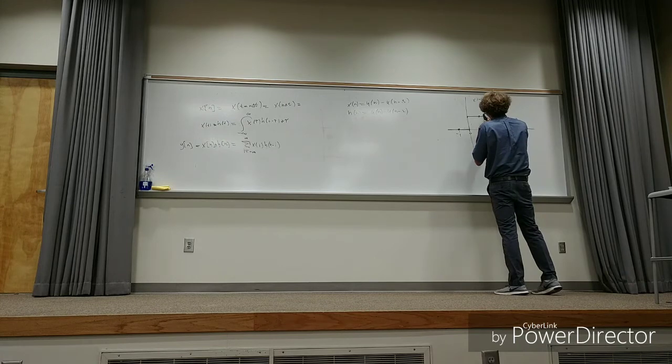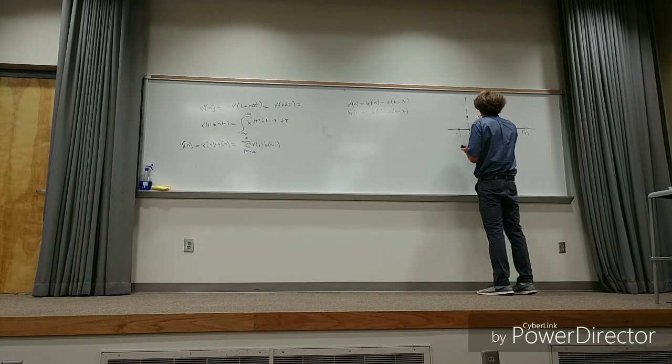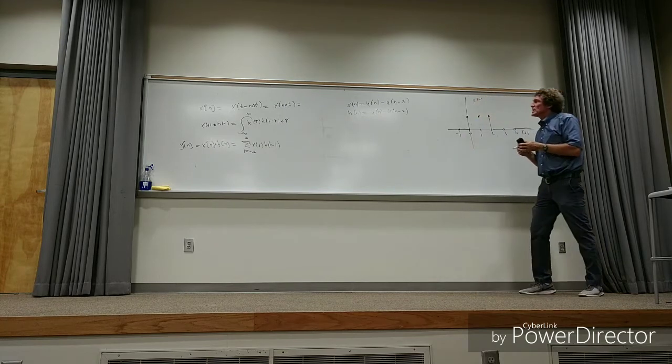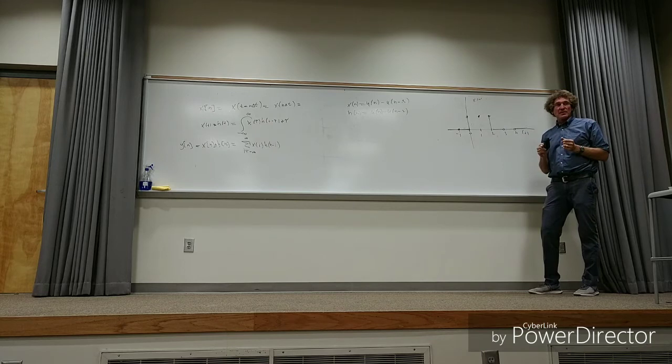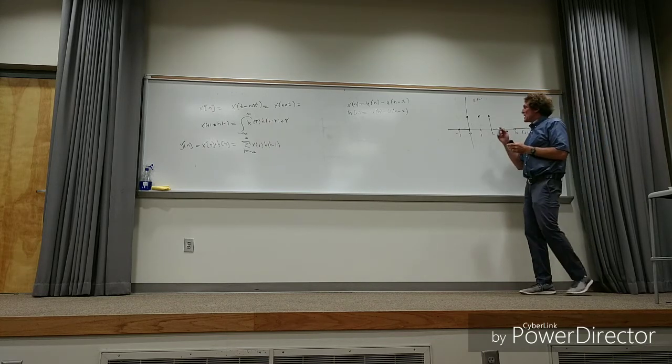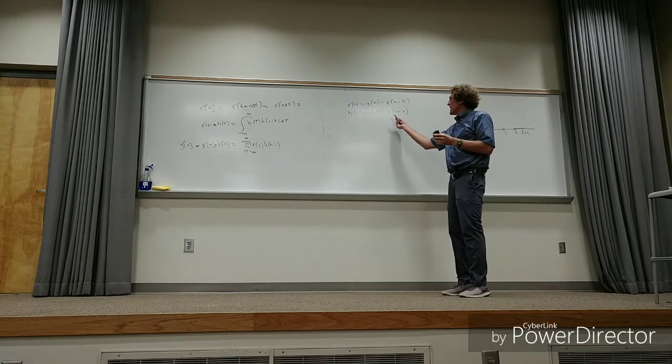And you can erase this if you want, but sometimes it helps to leave it in. So there's 3 points. It has 3 essential points. But the actual width is only 2, isn't it? Not 3. You all see that? Important difference. So this is my x of n. Now this is my h of n.